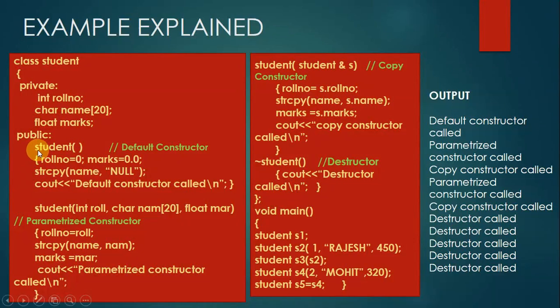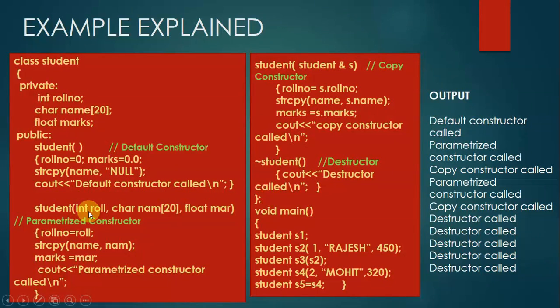In the public section, the first one is the default constructor. I'm not passing any argument here. So I'm assigning value 0 to roll number, 0 to marks, and I'm copying the value null to name. And I'm giving one display statement, cout statement, default constructor called.